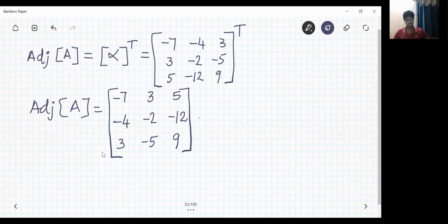Have you followed this or not? Yes, sir. Sir, the adjoint is divided by 10, right? There is no division by 10 coming. The adjoint of matrix A is just the transpose of the alpha that we have found. So for alpha, the transpose means the first row is written as the first column, the second row as the second column, the third row as the third column. That is called the adjoint of matrix A.